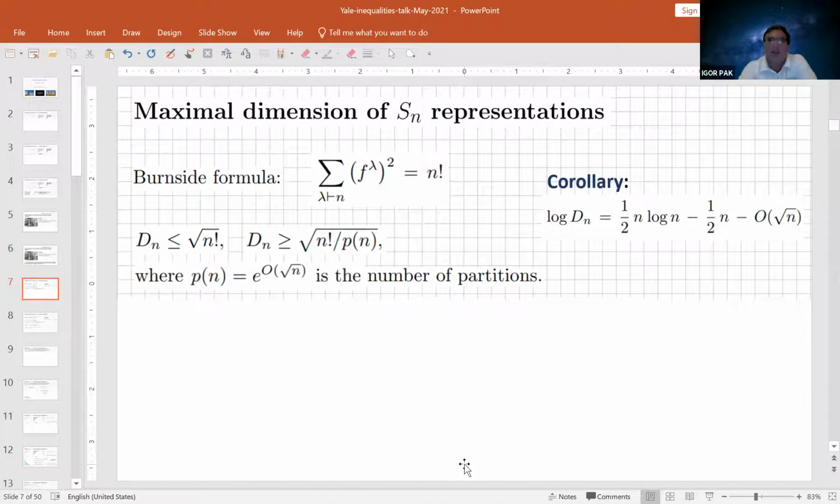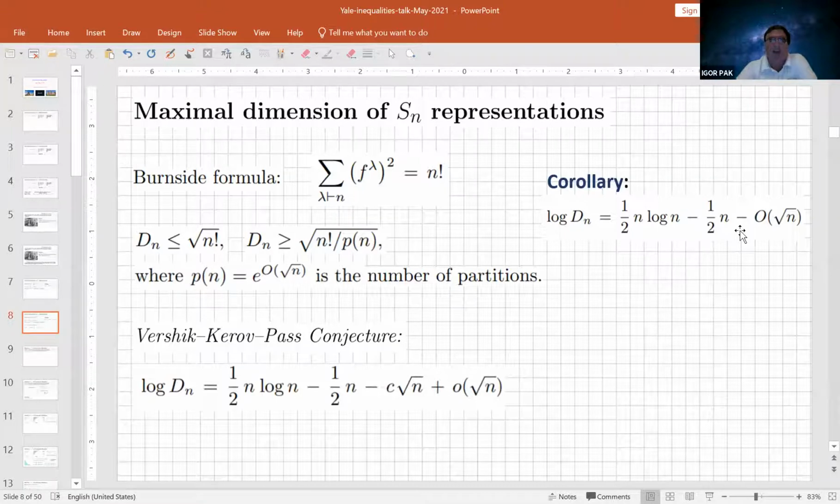So there is something that you can figure out fairly quickly using Burnside's formula, which holds for every finite group, but in particular for the symmetric group: the sum of the squares of the dimensions equals n factorial. So that by itself implies that the maximal dimension is at most square root of n factorial and at least square root of n factorial divided by the number of terms, which is p of n. And since p of n, the number of partitions, is rather small compared to square root of n factorial, that gives you the leading term in the asymptotics. So that's already pretty good and you didn't actually start to do any work.